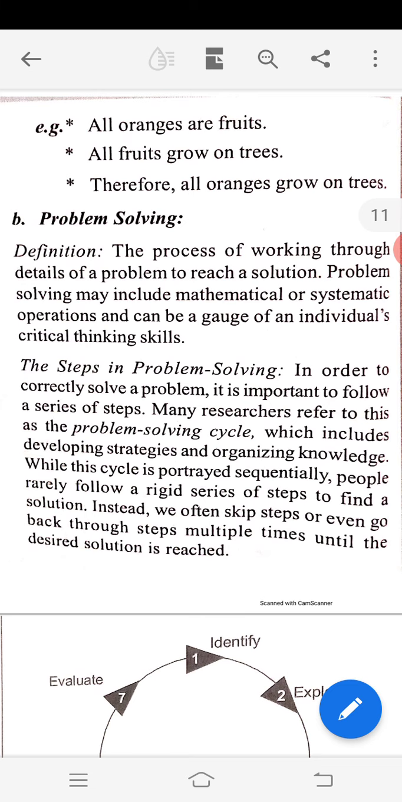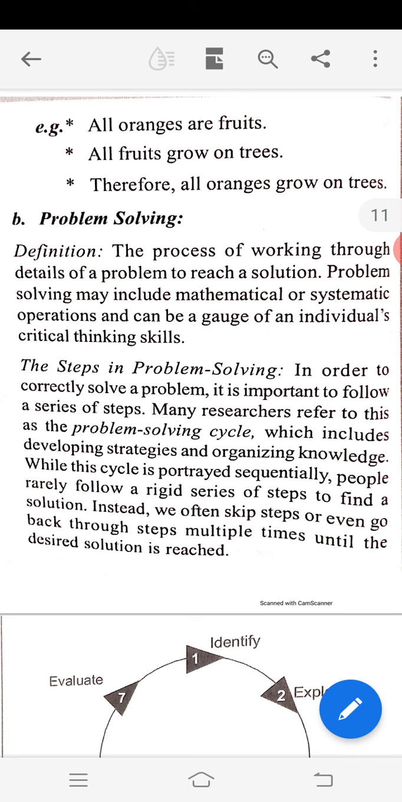Then we come to the problem solving approach. First, let us see the definition. Problem solving: when a person faces any type of problem, they want to solve the problem by mathematical or systematic operation. Here the individual's critical thinking skill is also required. First see the steps in problem solving. In order to solve problems, persons create certain steps by thinking, a series of steps required for solving the problem.